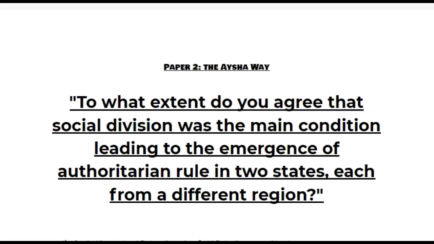And what are we trying to agree on? That social division was the main condition that led to the emergence of authoritarian rule in these 2 different states. It's not saying, was it a factor? It is saying, was it the main condition? So it's important that we understand stuff like that.